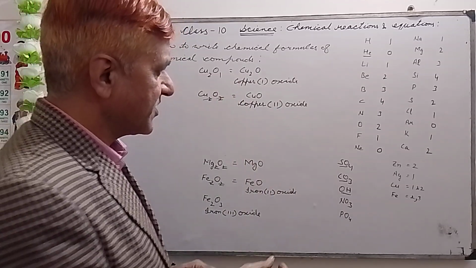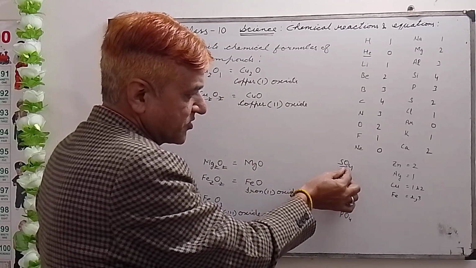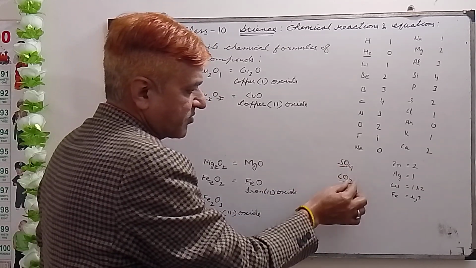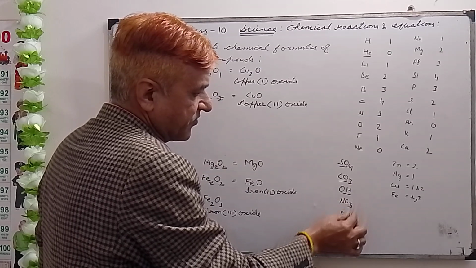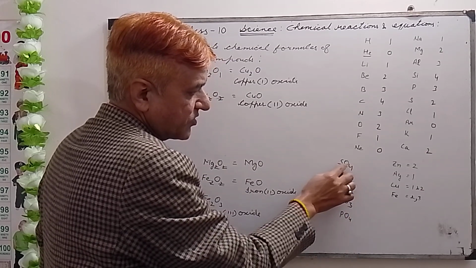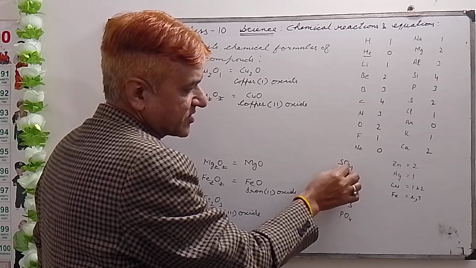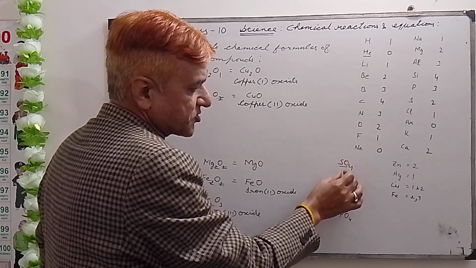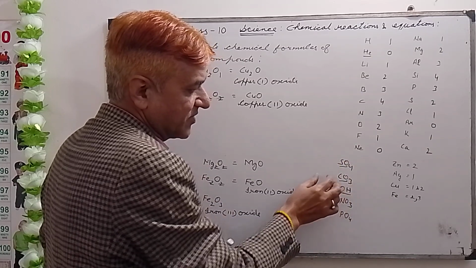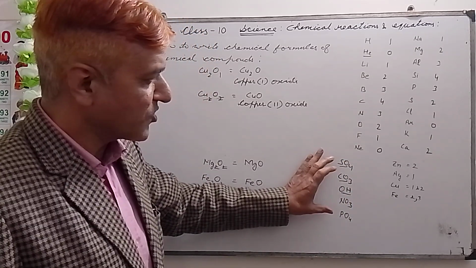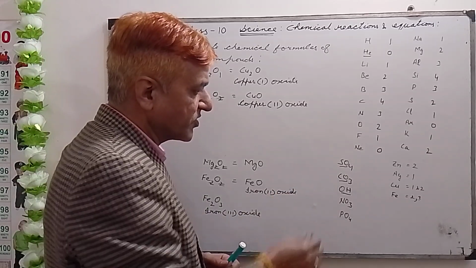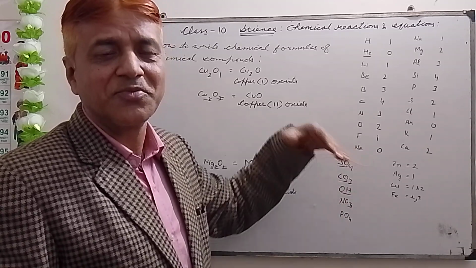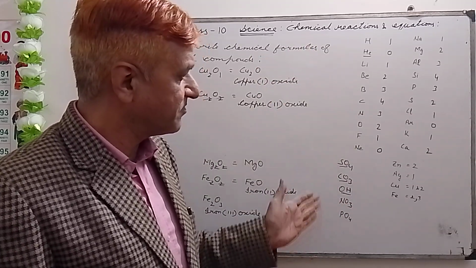Now sometimes we have groups of atoms also. For example, sulfate, carbonate, hydroxide, nitrate, phosphate. So actually there are two atoms, sulfur and oxygen. So this is SO4. So actually we have a group of atoms. So tomorrow we will learn to write chemical formulas of compounds which contain these groups of atoms. So this work we will do in our next video.